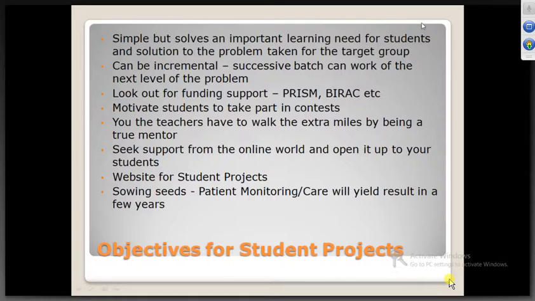So basically we are all trying to sow seeds in terms of project ideas and project implementations through student projects, and definitely there's going to be a lot of very patient monitoring and care, and I'm sure the results you can see only in a few years. It's not just 1 year or something like that. So be prepared to do that, and we must also be prepared by doing all our homework in terms of all the resources getting collected.